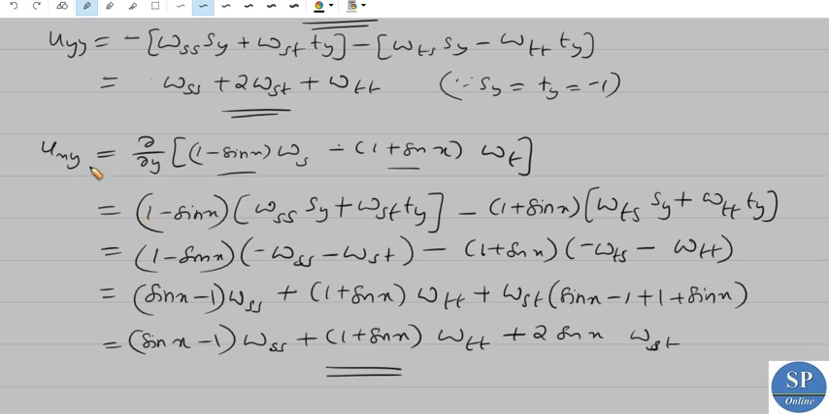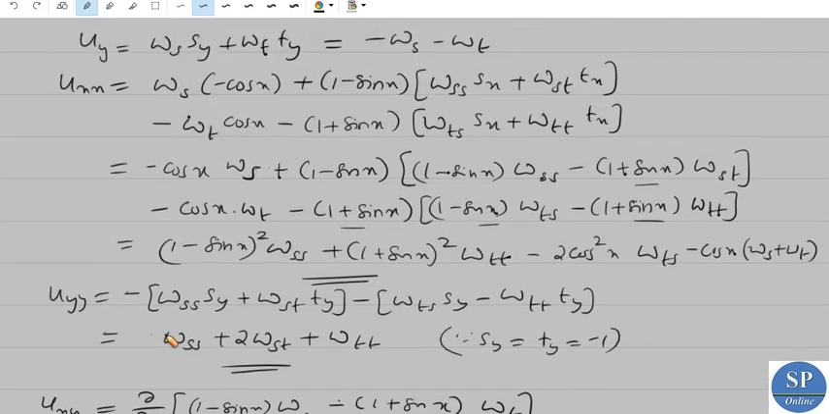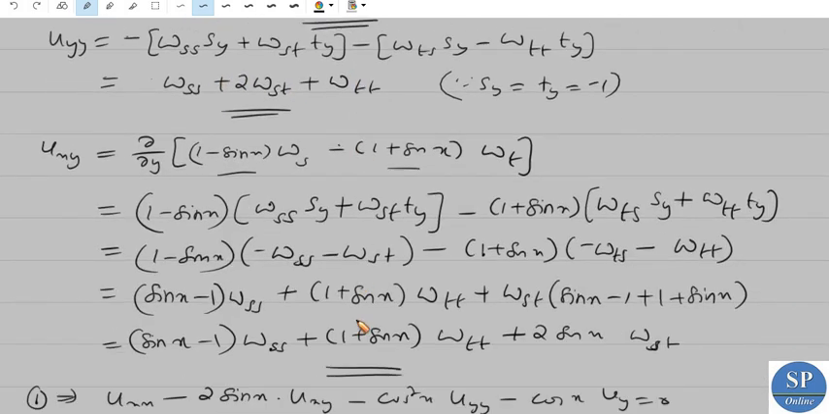Okay. Now we can replace these partial derivatives in the given equation number 1. Our given equation was uxx minus 2 into sin x into uxy minus cos square x into uyy minus cos x into uy equal to 0. This was our first equation. So we are replacing these partial derivatives here. This is our uxx. This is uy, and uyy is this, and uxy is this.